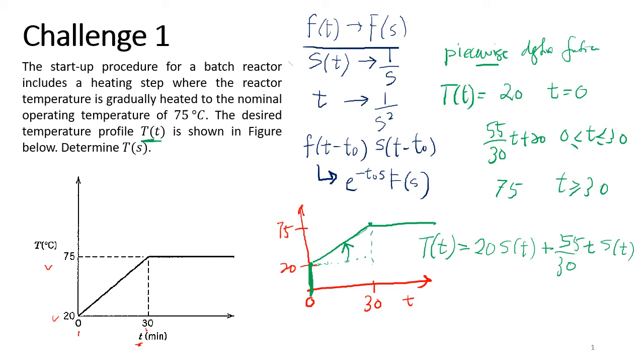Then for the third line, the final line showing 75, the signal would go upwards if there were no change, but now the signal turns down to this constant straight line. When it turns down, we put a negative sign. It is a ramp function with the slope 55 over 30, starting at t equals 30. So this is in terms of the time domain, but the question asks us to determine it in the s domain.